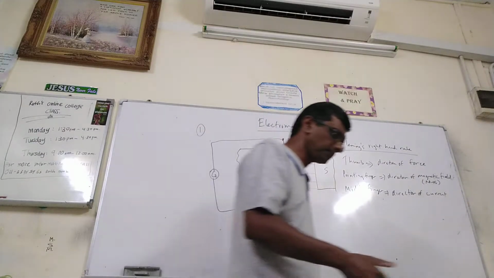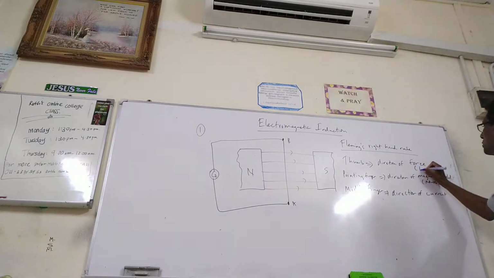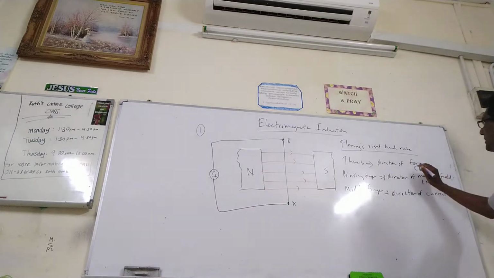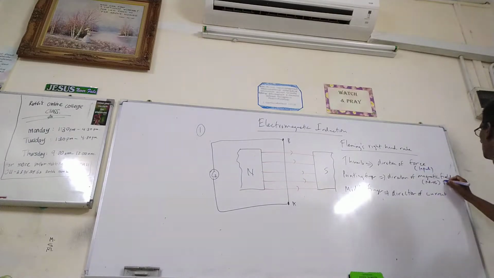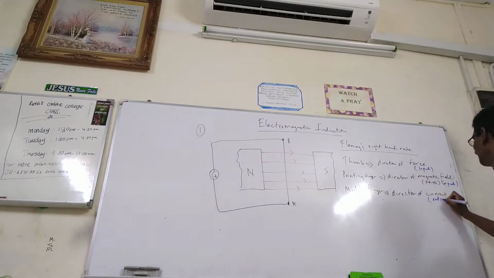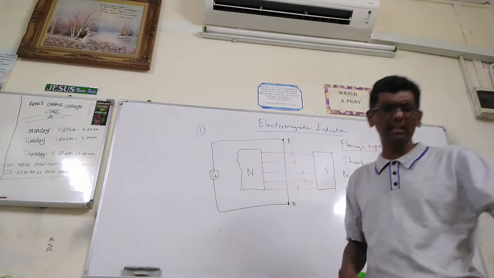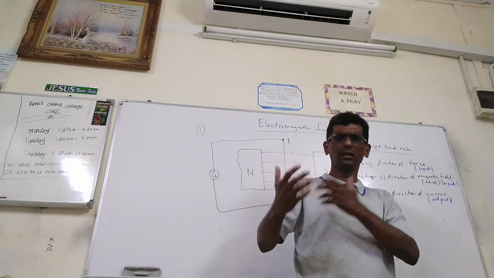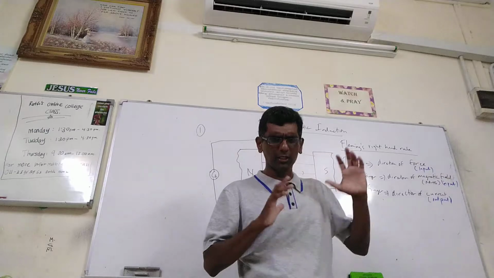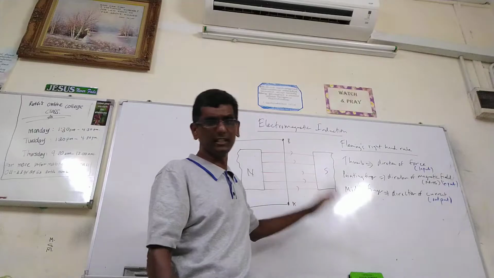Right hand rule: the thumb shows the input, the force input. And we call it magnetic field input, and the current is output. Current is output. I will teach you this again when you come to class, but you must understand this first.